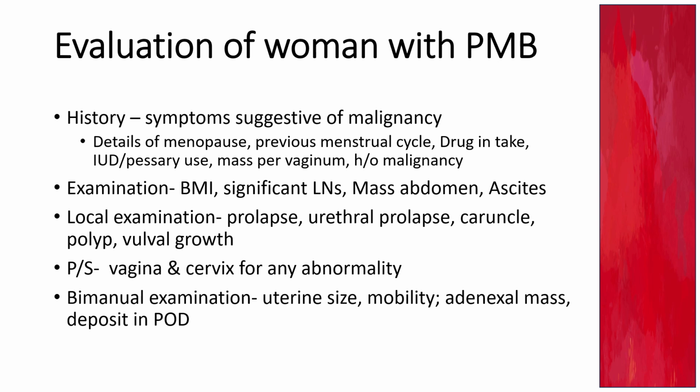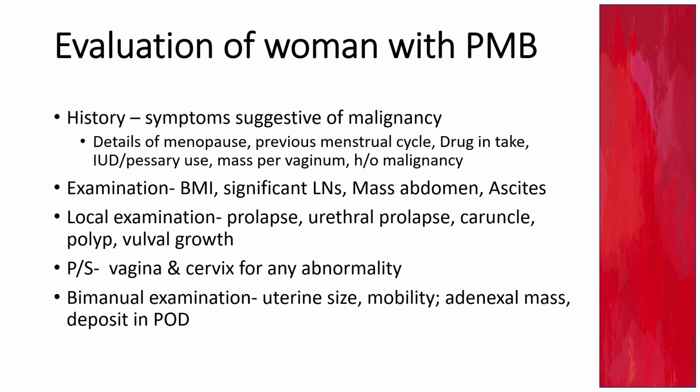Regarding the postmenopausal bleeding, ask how long it has been present, the amount and the number of episodes, any history of previous evaluation, any history of drug intake, intrauterine device insertion or accessory use, any history of mass per vaginum, any history of malignancy in the woman or in the family.